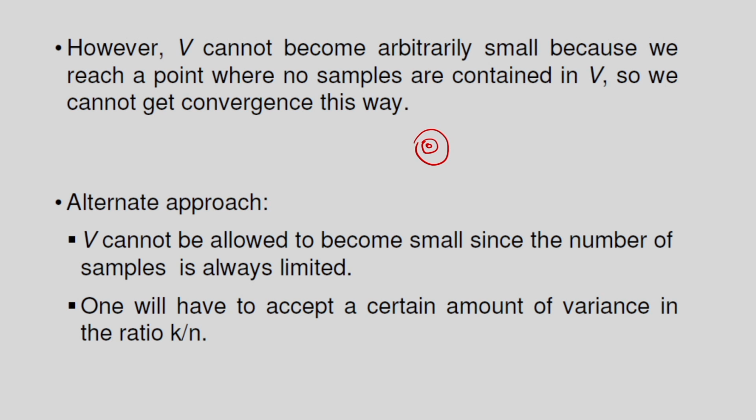Another case is that we have to consider a certain amount of variance in the ratio k divided by n. That means the volume should not be very small because we have a limited number of training samples, and also we have to consider a certain amount of variance in the ratio k divided by n.